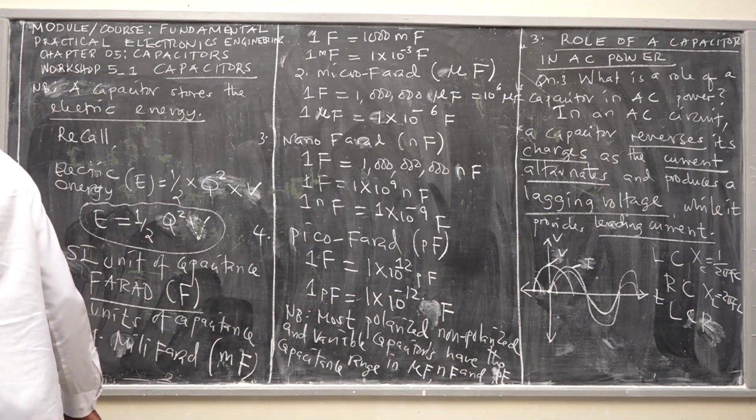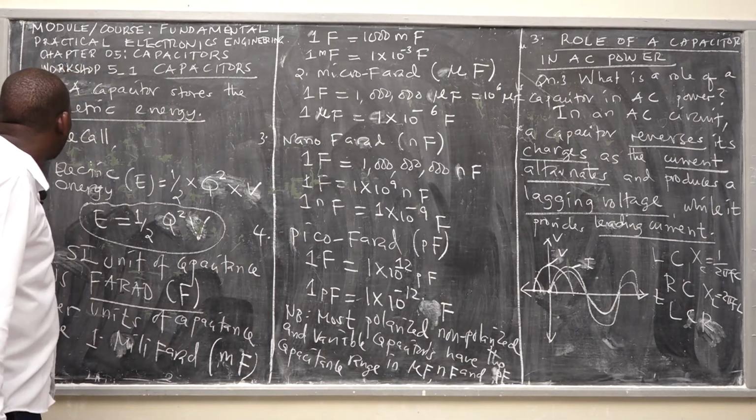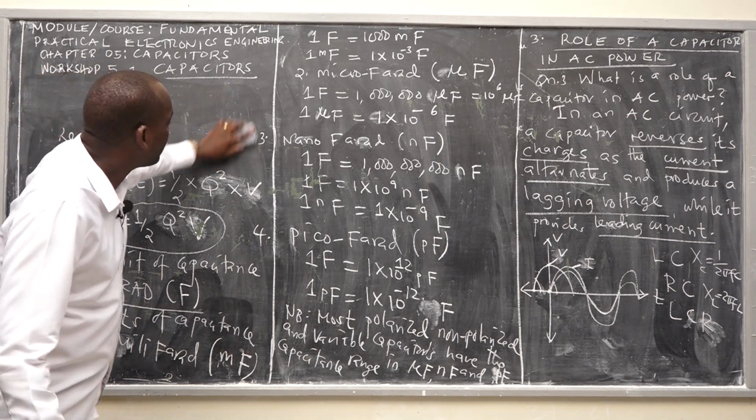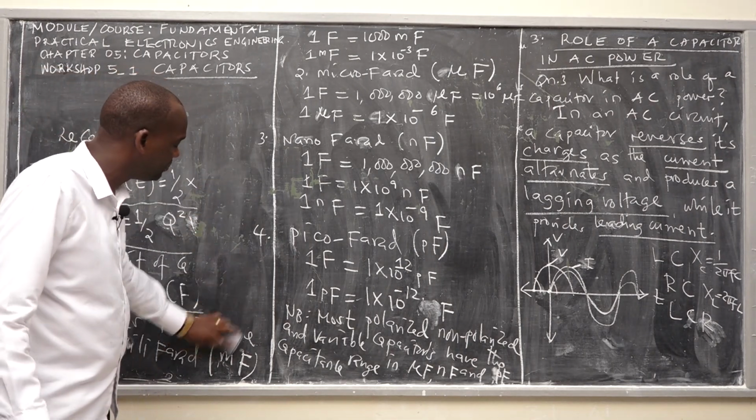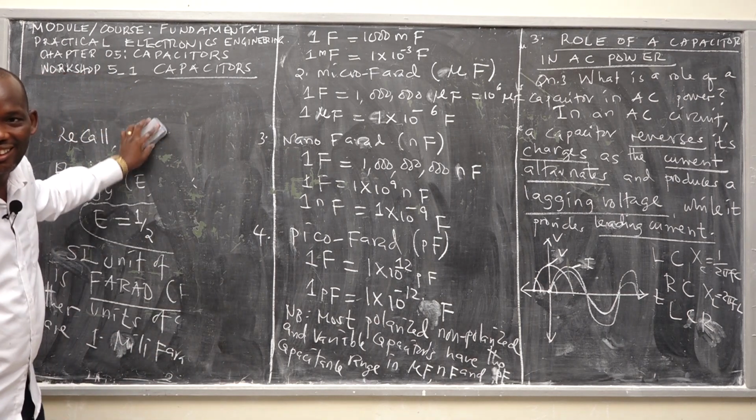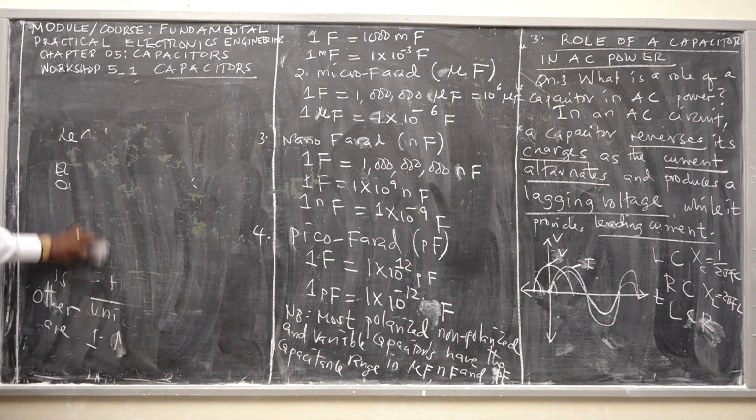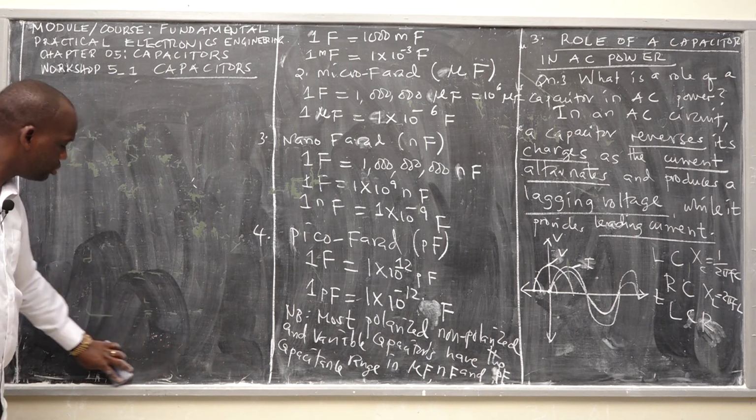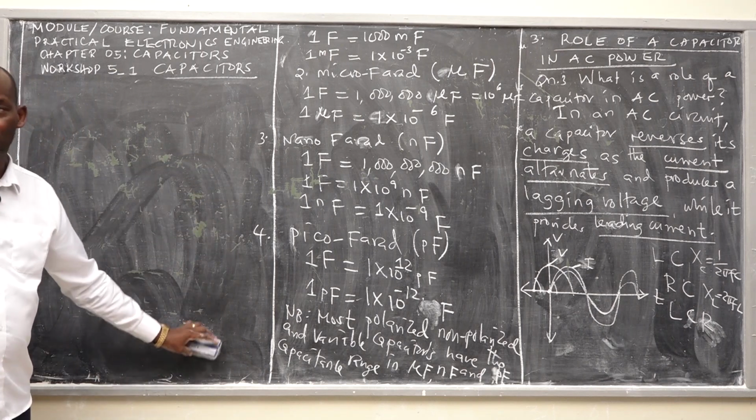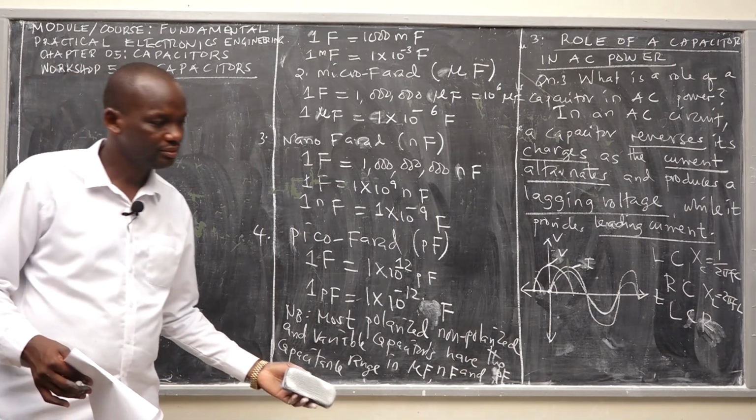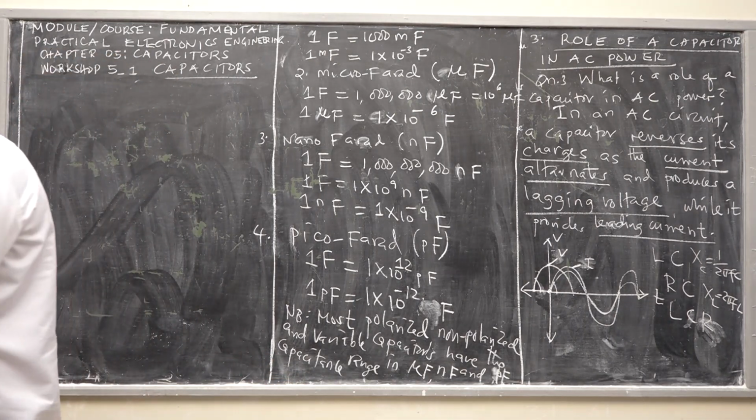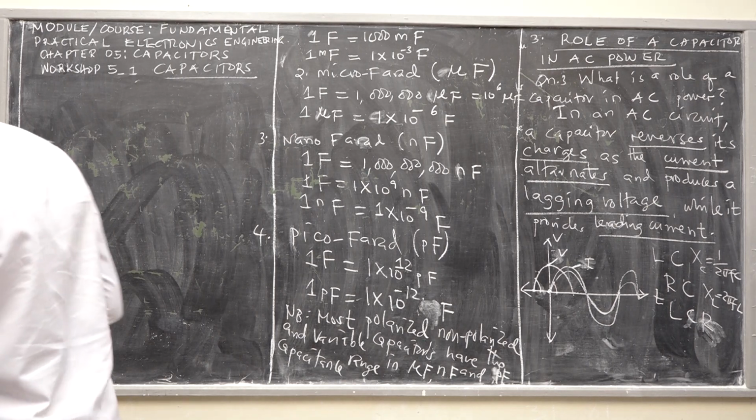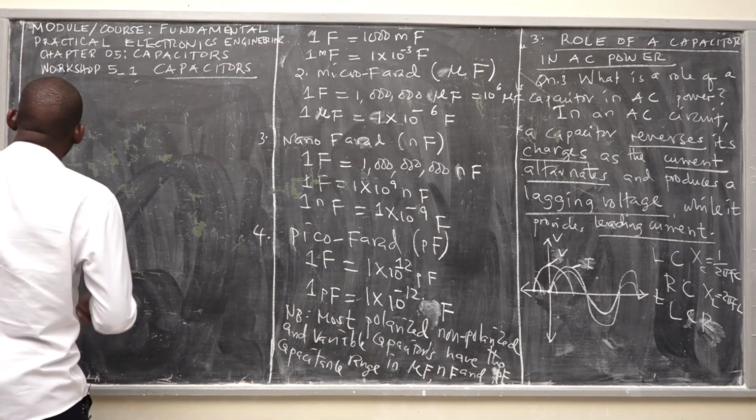So in case you want to design an electronic circuit, and in part of that circuit you need voltage to lag and current to lead, then a capacitor is a good electronic component to be used in that circuit. Are we together? If you have a question, you may ask.